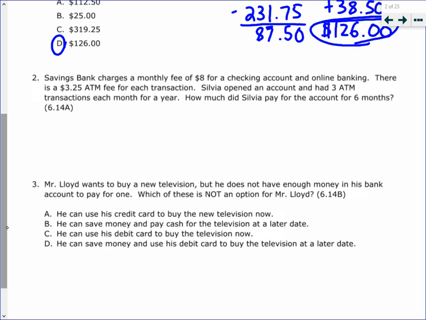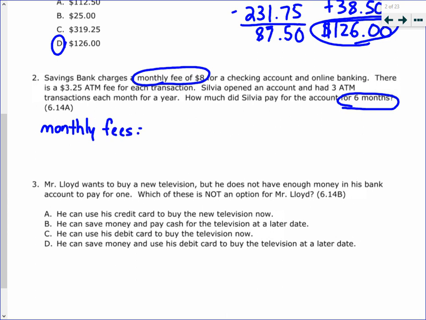So we have 6 months. She's going to have the account for 6 months. They charge a monthly fee of $8. So for 6 months, the monthly fees equal $8 times 6 months. So $48 for the monthly fees.